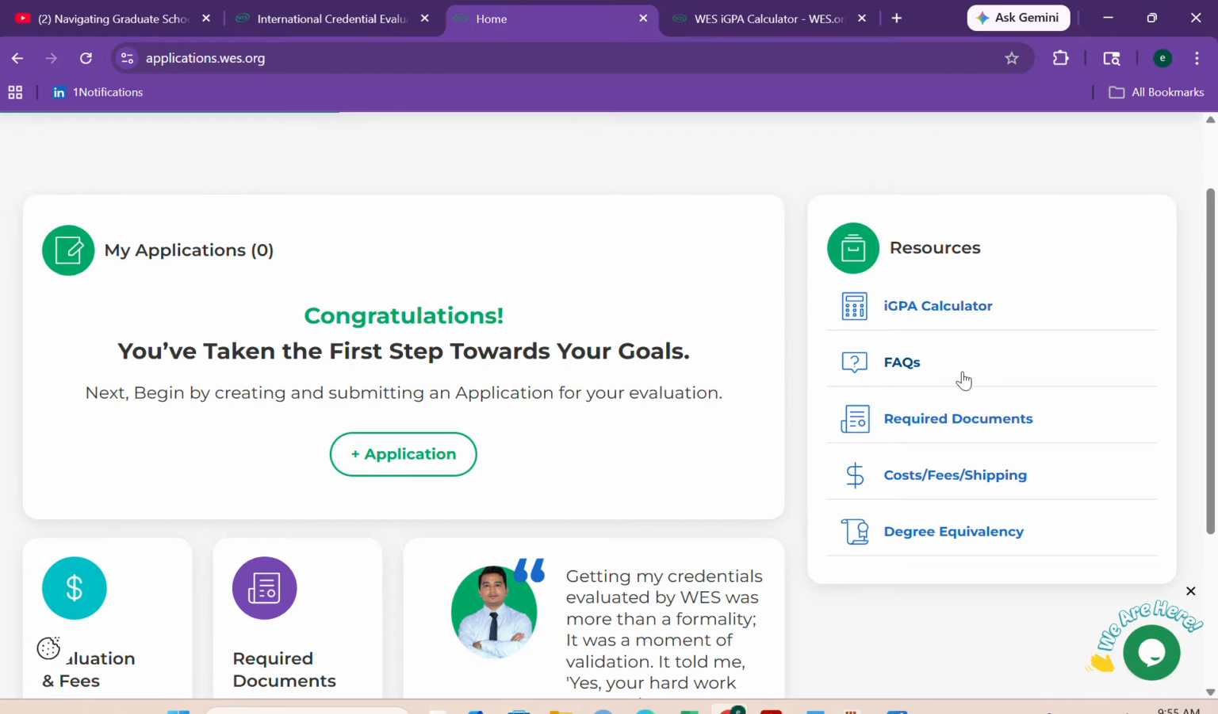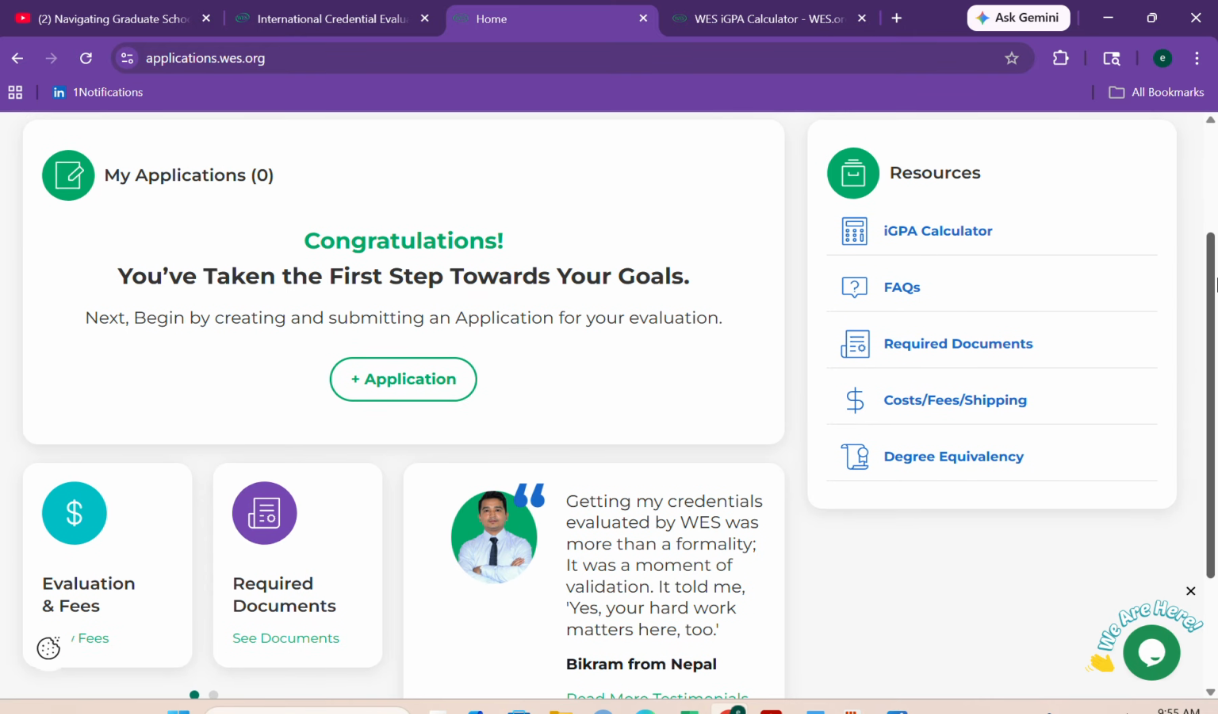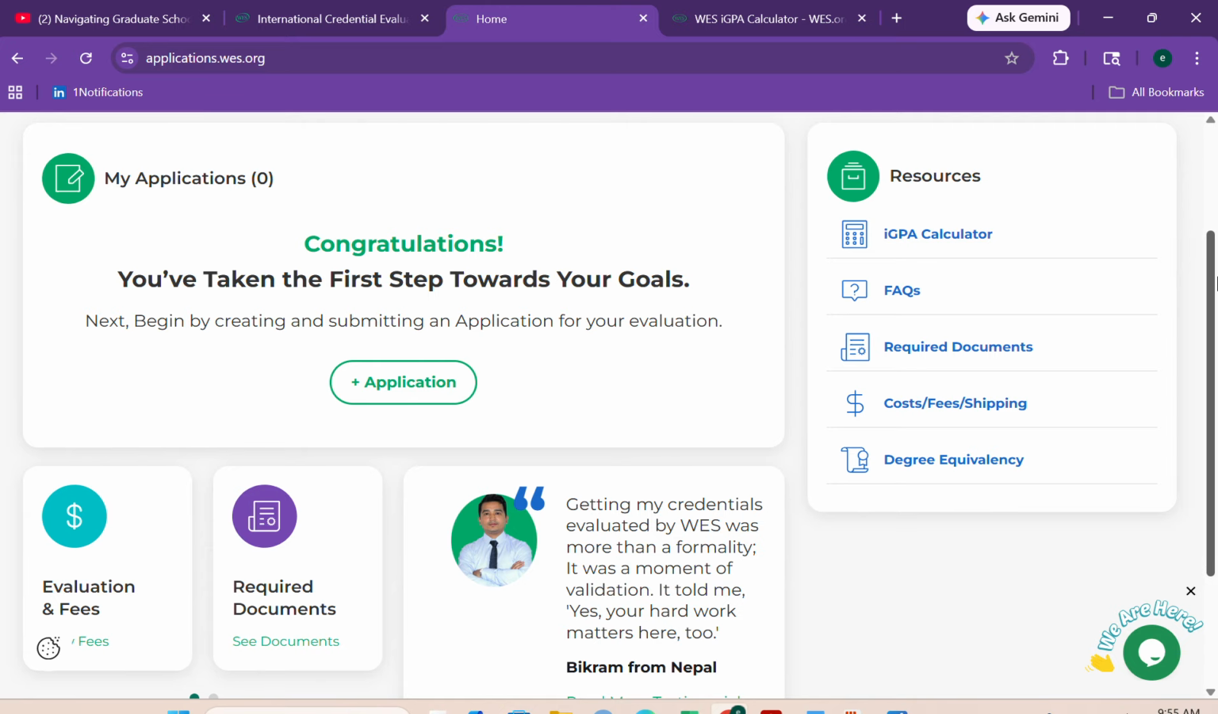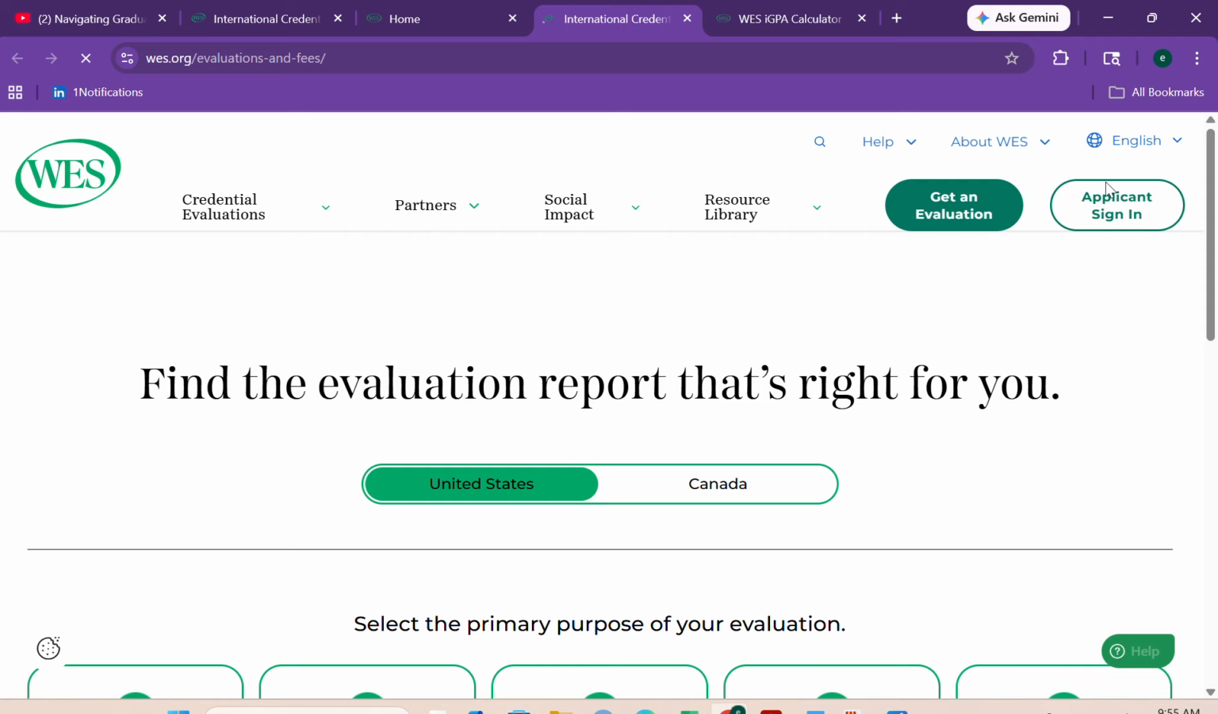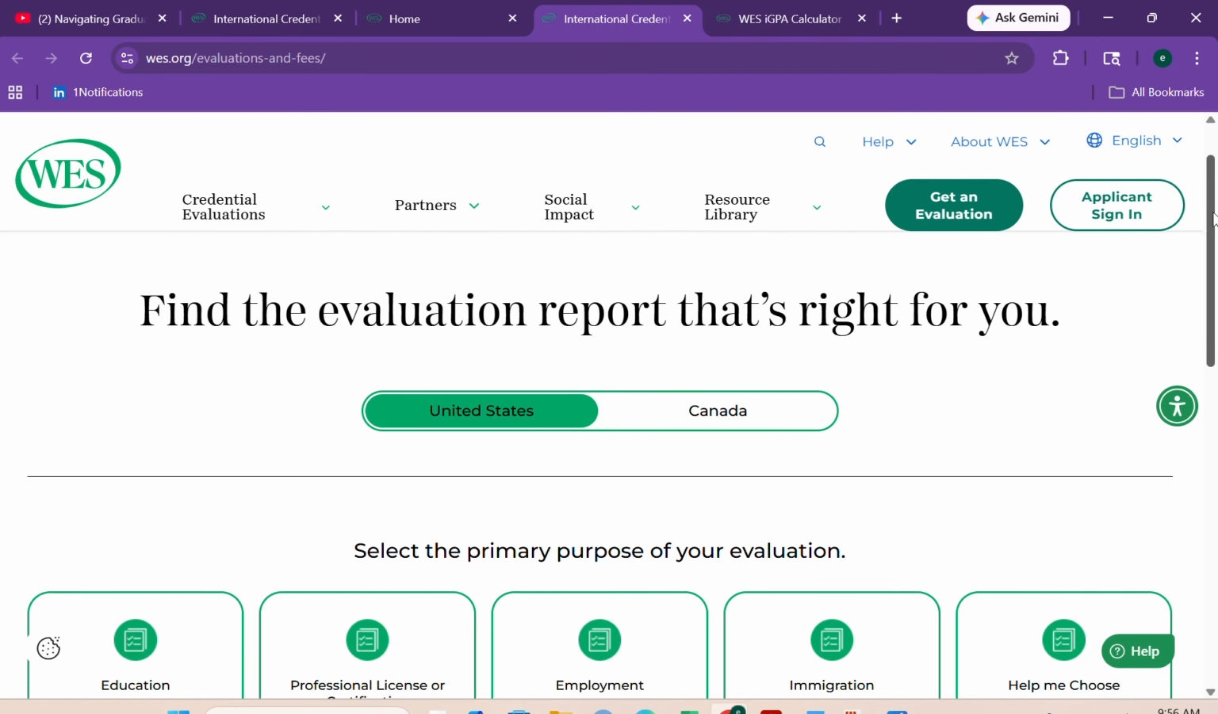Then they also have the frequently asked questions section over here. You could click on it and read more about frequently asked questions. They have required documents as well, cost, fees and shipping, and then degree equivalency. These are some of the menus I'm going to take you through to give you a general idea of the cost. So let's start by looking at how much it will cost you to apply to WES. So, cost, fees and shipping. We click on it.